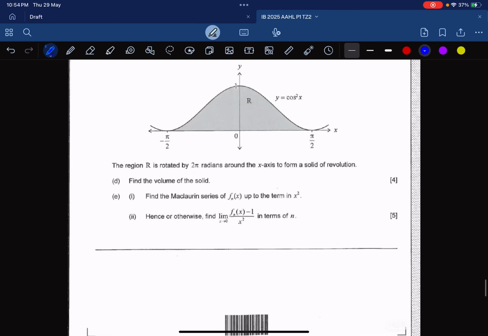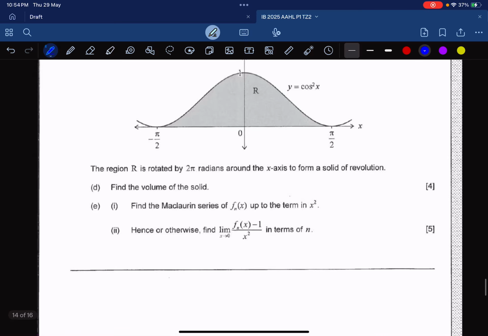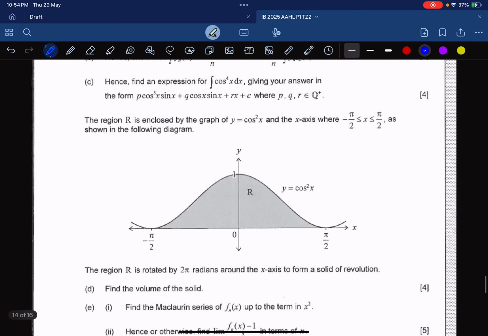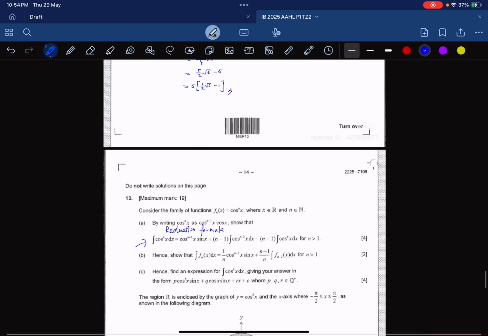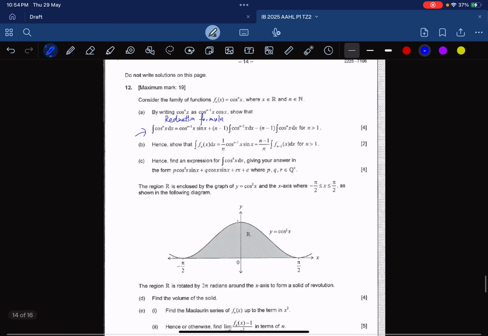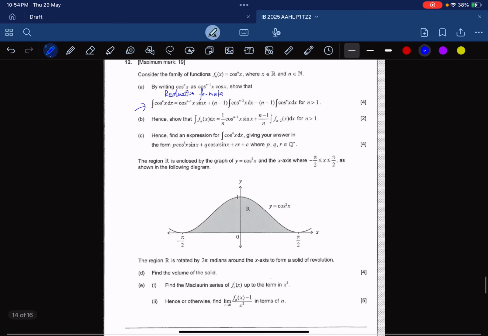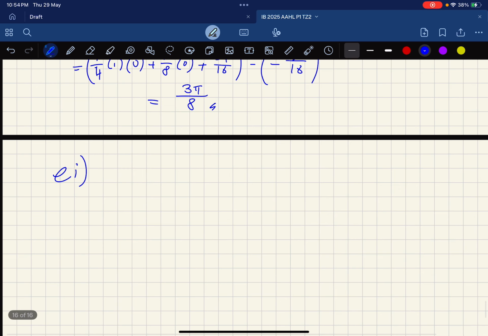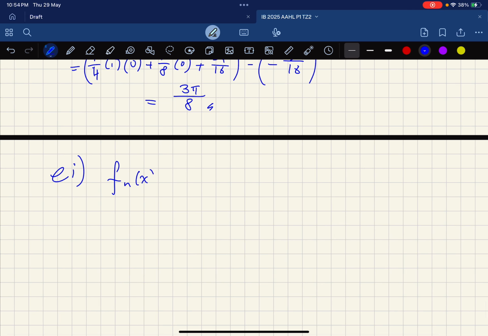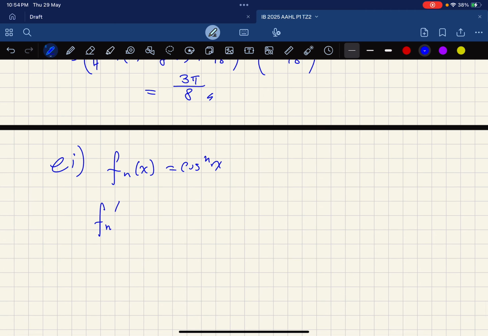Find a Maclaurin series of f_n up to x to the power of n. What was it? Okay, so let's try to find out. So up to x to the power of 2. Okay, so f_n(x) is cosine^n x. Let's try to put 0 first. Put 0, it's 1 to the power of n, right? So which is 1.